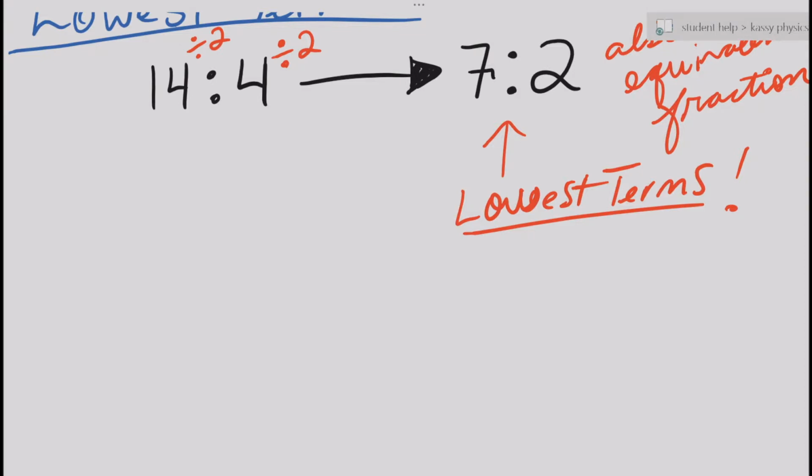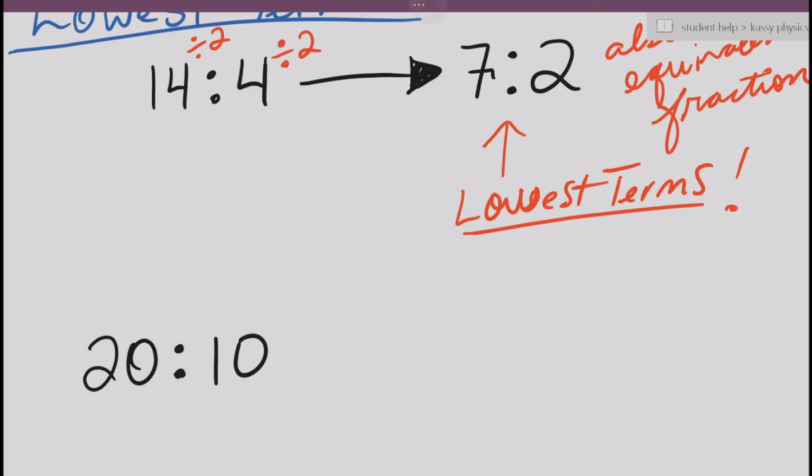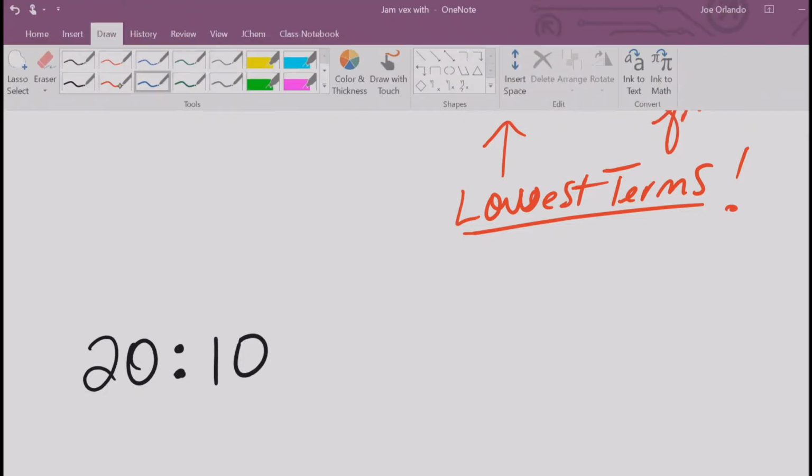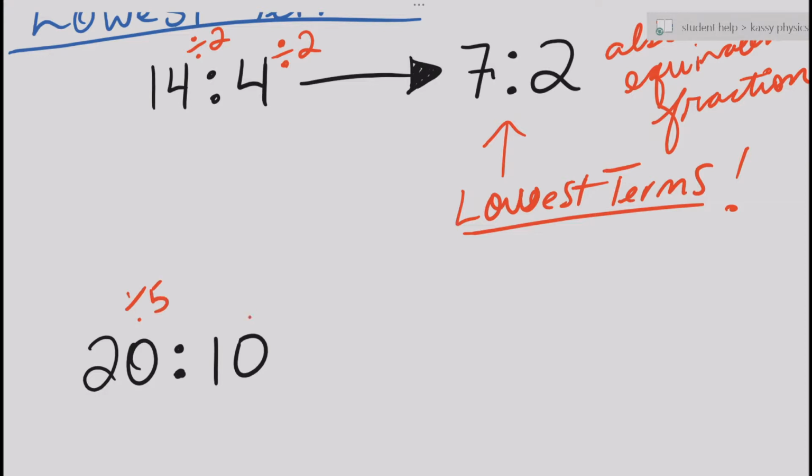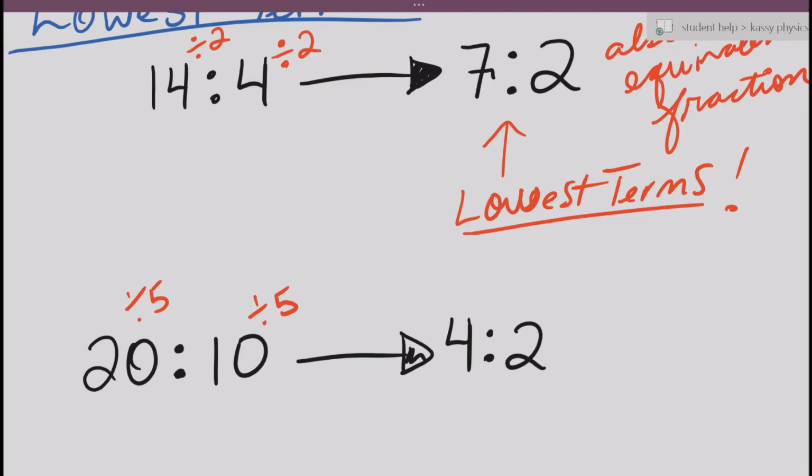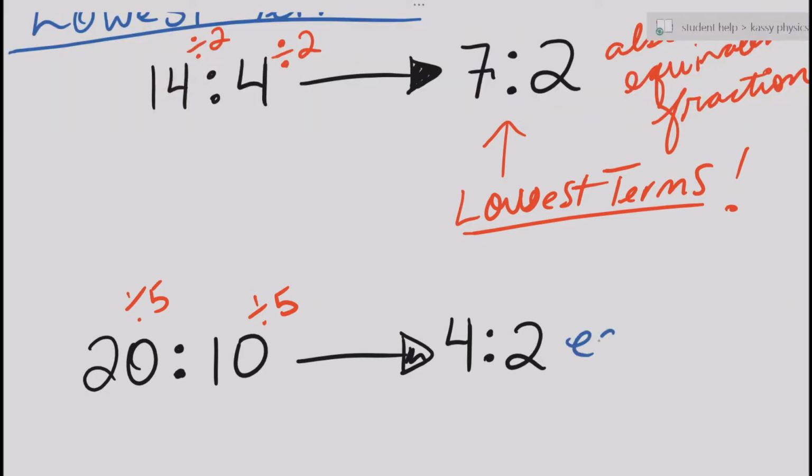Let me give an example. If I did 20 to 10 as my ratio, I could say, well, these are both divisible by 5. I could divide 20 by 5 and 10 by 5. And when I did so, 20 divided by 5 is 4. 10 divided by 5 is 2. That's equivalent. That's not lowest.